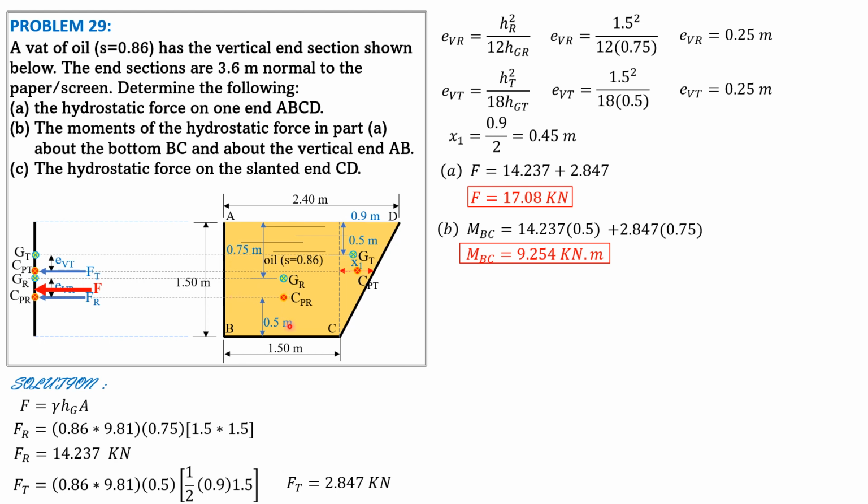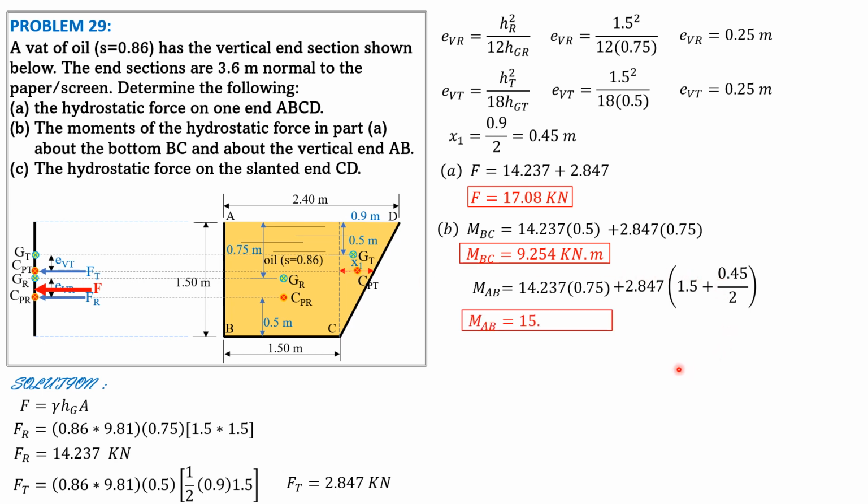Then the moment about the vertical side AB is FR times this distance, because this is rectangular, half of 1.5 is 0.75, plus FT. The moment arm of FT from AB is 1.5 plus x1 over 2 by principle. So MAB equals 14.237 FR times 0.75, half of 1.5, plus FT 2.847 times quantity 1.5 plus x1 over 2, plus 0.45 over 2. So the moment about AB is equal to 15.59 kilonewton meter to 4 significant figures.